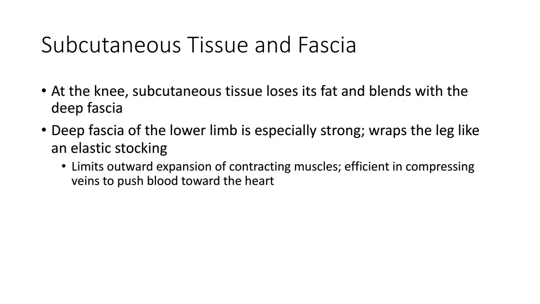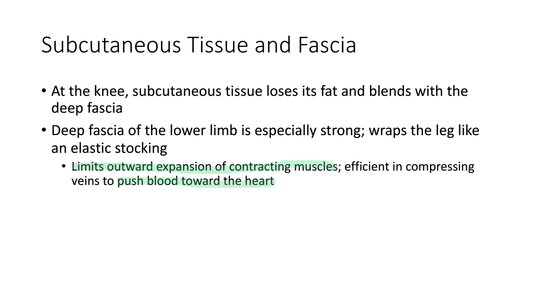At the knee, the subcutaneous tissue loses its fat and it's going to blend in with the deep fascia. The deep fascia of the lower limb is especially strong, and it wraps the leg kind of like an elastic stocking. This is going to limit the outward expansion of contracting muscles, and so it's efficient in compressing the veins and helping to push the blood back towards the heart. So we call this the muscular pump, when skeletal muscles compress and squeeze on the veins and they help to push that blood back up towards the heart.